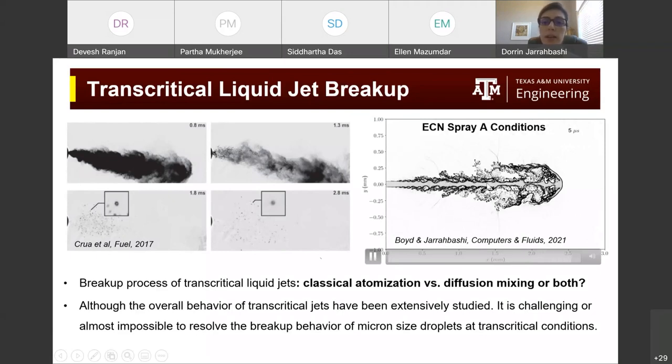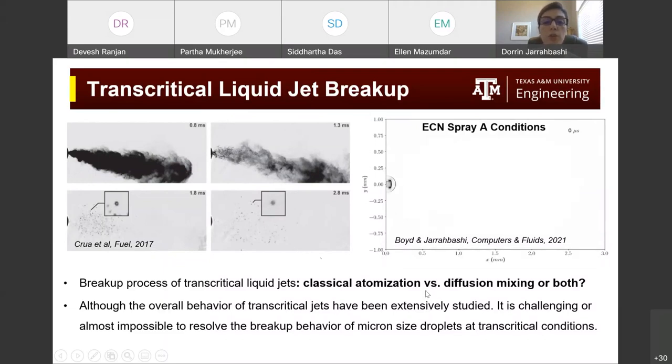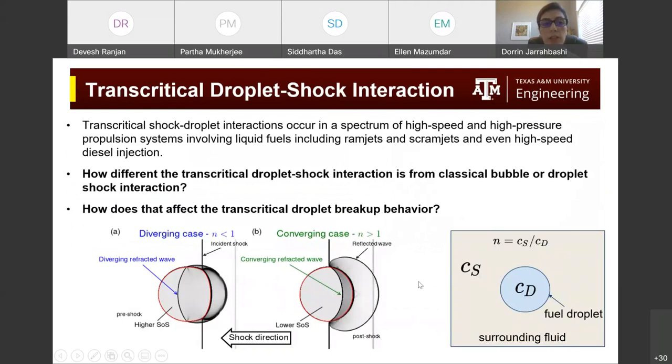The important thing is that the overall behavior of the spray and the jets can be detected either in the simulations or experiments. However, if there is going to be a droplet or a ligament formation, it's almost impossible to resolve its behavior and droplet breakup behavior at this condition. So although we are actively working on better understanding the jet and the disintegration behavior, I'm going to dedicate this talk to droplet breakup at such conditions.